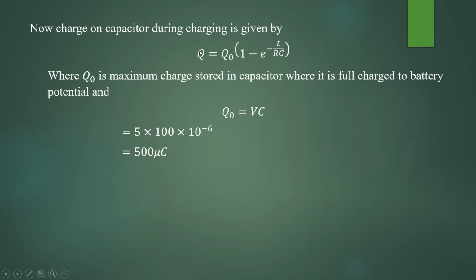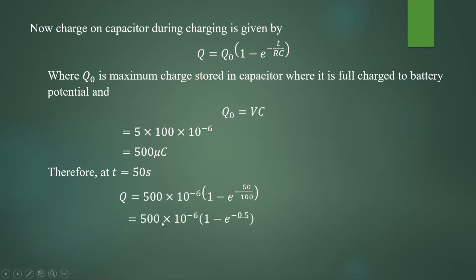Now you have to find Q value. By knowing Q0, which is equal to 500 microcoulomb, t is 50 seconds, and RC, they have given, is equal to 100 seconds. So therefore, at t is equal to 50 seconds, Q is equal to 500 into 10 to the power minus 6, that is Q0 into 1 minus e to the power minus t, 50 seconds, divided by RC, 100 seconds. Okay. So therefore, that will be equal to 500 into 10 to the power minus 6 into 1 minus e to the power minus 0.5, because 50 by 100 is 0.5.